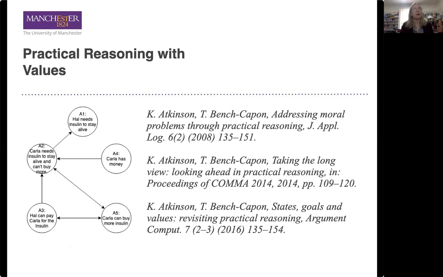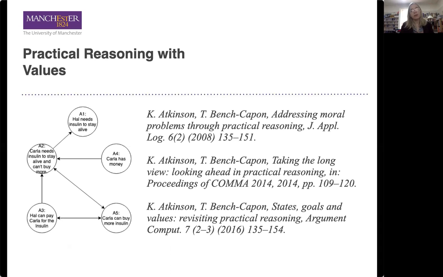Here's an argument graph, and it's about Hal and Carla, who are both diabetic, and Hal, it specifies through no fault of his own, has no available insulin. Should Hal break into Carla's house and steal her insulin? And so we've got here this argument at the top, Hal needs insulin to stay alive, but then the next one, Carla also needs insulin, but that's added in that she can't easily buy more. So that is attacked by A4, which is, well, she's got money, so of course she can buy more. And this is just a fragment of the graph.